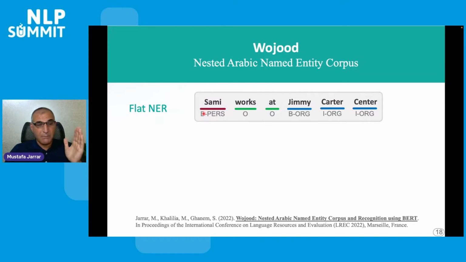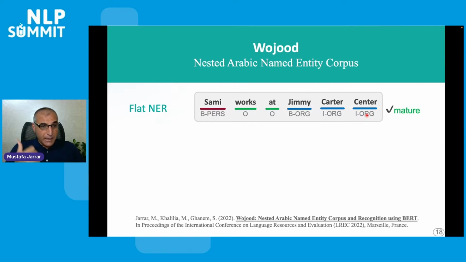So the B-PERS tag means the beginning of the mention of the name. Works at, we call it outside, so these are not entities. Jimmy Carter Center is the name of an organization, so this is B-ORG, the beginning of the entity, and then we say inside. It goes like this. We call these flat entities, and it's actually mature for most languages. In most languages, you find corpora and systems to recognize entities.